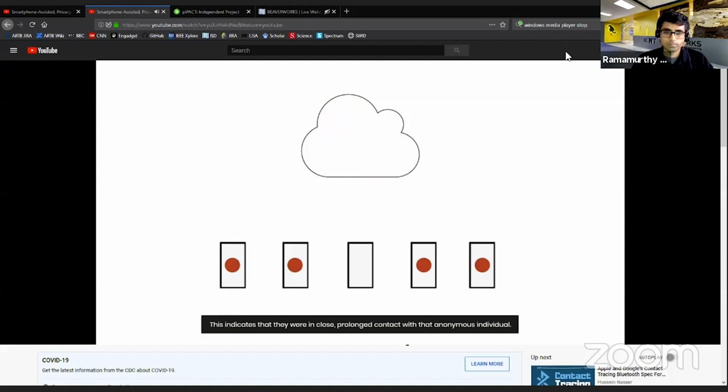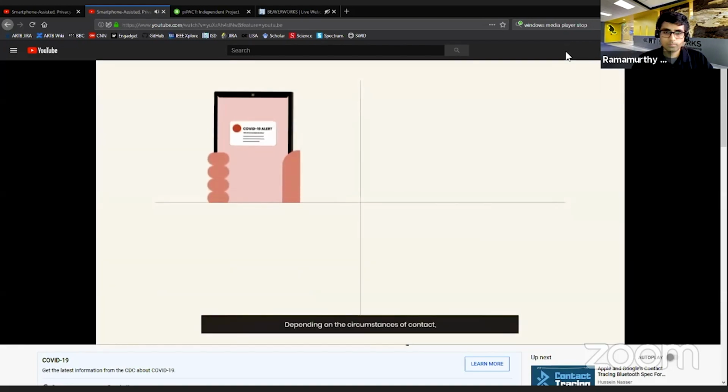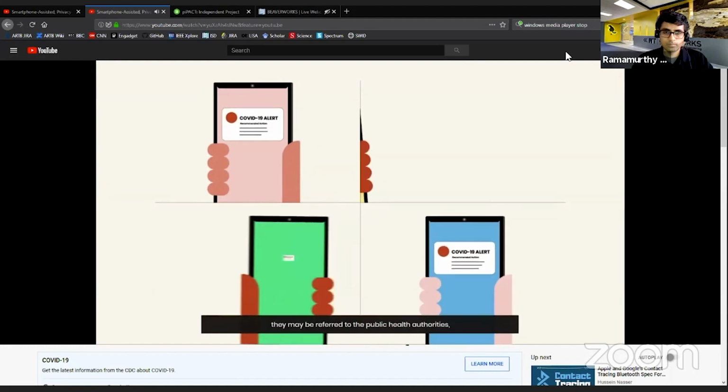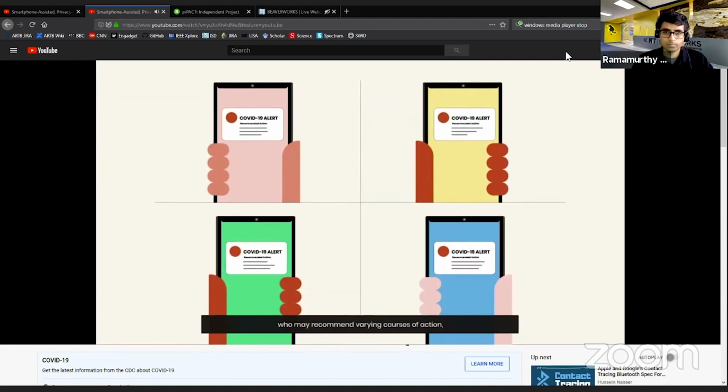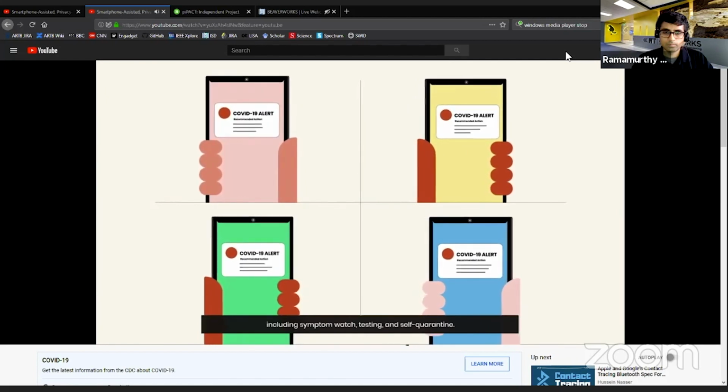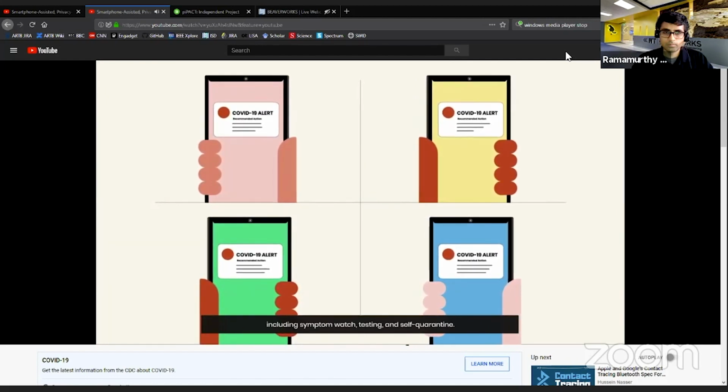This indicates that they were in close, prolonged contact with that anonymous individual. Depending on the circumstances of contact, they may be referred to the public health authorities, who may recommend varying courses of action, including symptom watch, testing, and self-quarantine.